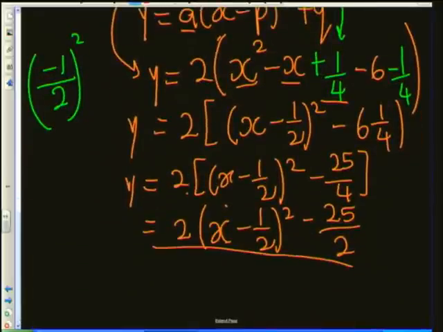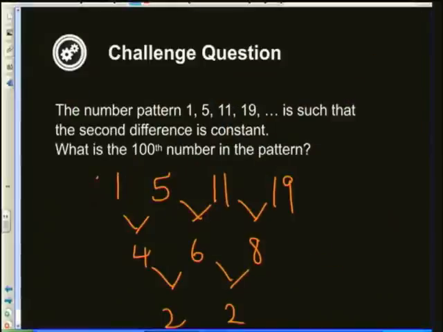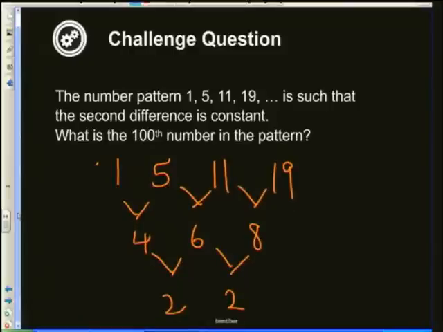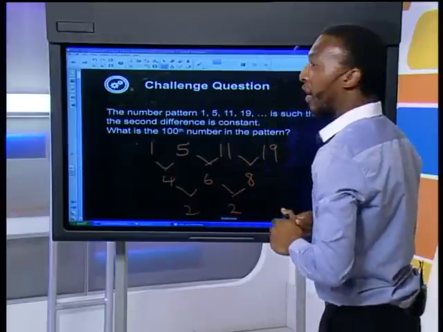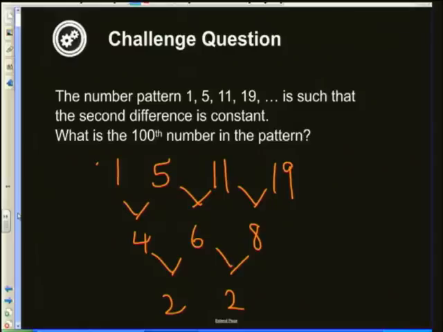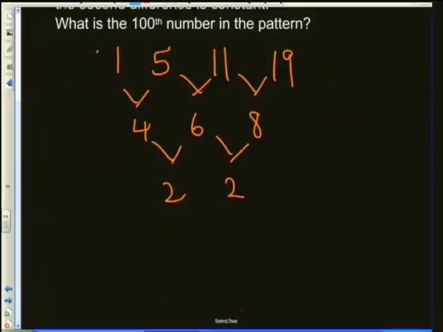Okay, over to the next question, which is actually our challenge question. Exciting. Right, so it says the number pattern 1, 5, 11, 19 is such that the second difference is constant. What is the 100th number in the pattern? So, right. You should have prepared this already in the add breaks.